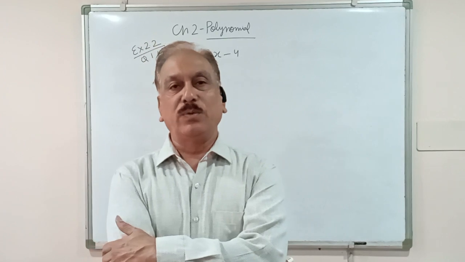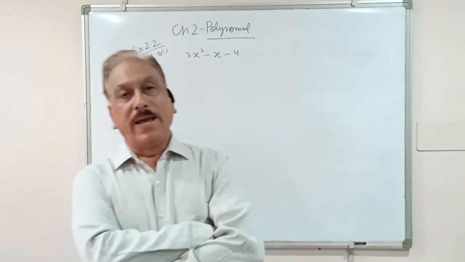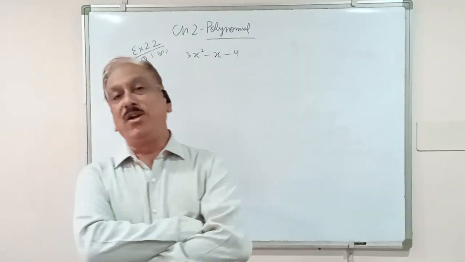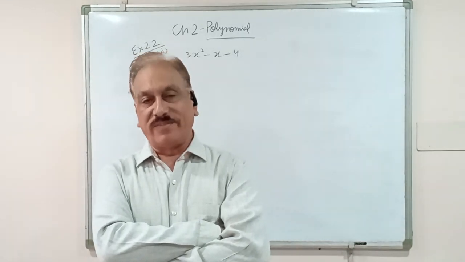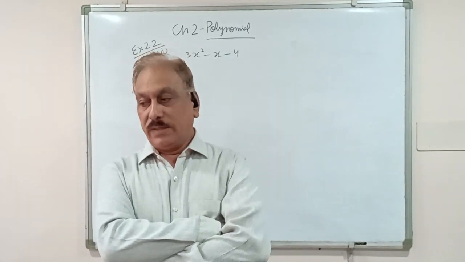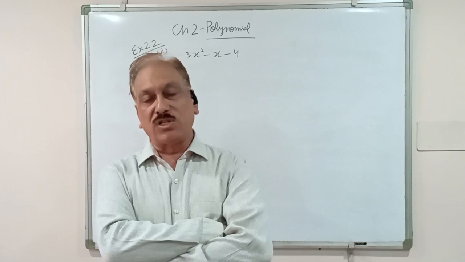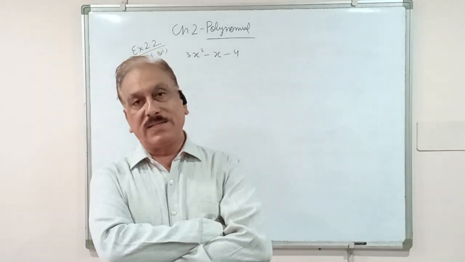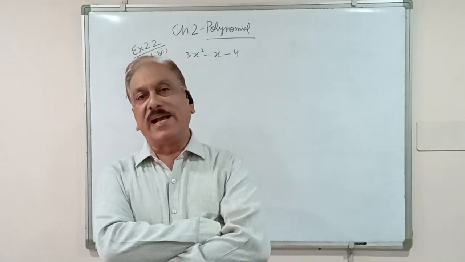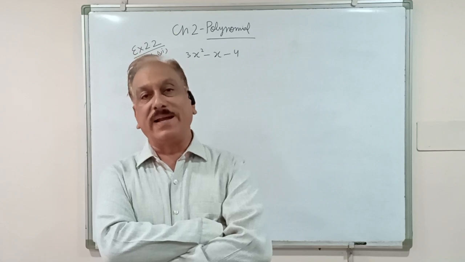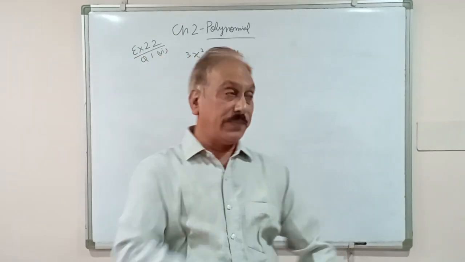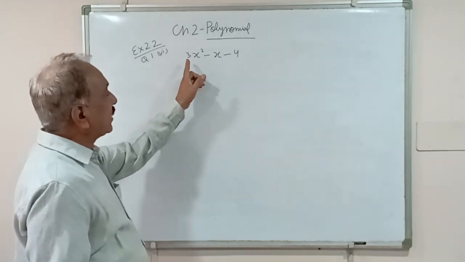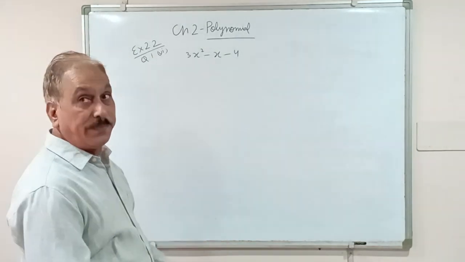कल अपन ने चैप्टर 2 पॉलिनोमियल्स किया था, एक्सरसाइज 2.1 एंड 2.2 क्वेश्चन नंबर 1. There are two parts remaining of question number 1, second part and sixth part. Second part is very simple. We try its sixth part. This is 3x square minus x minus 4.